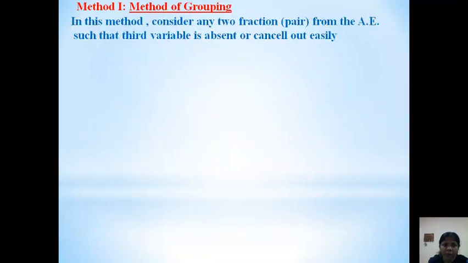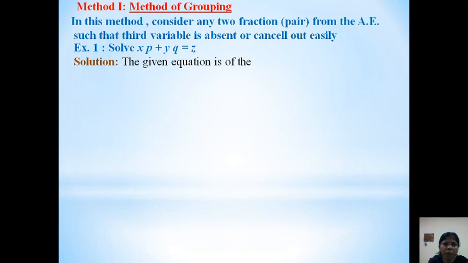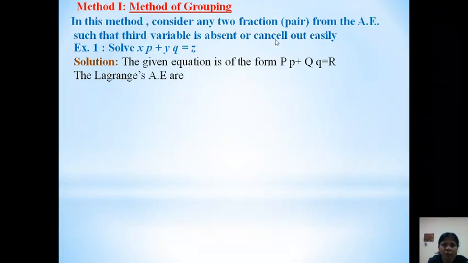So let us have the first example. Before this, we will discuss the first method. What is that? Method of grouping. As the name suggests, you have to group any two fractions or a pair from the Lagrange's auxiliary equation such that the third variable is either absent or is cancelled out. Remember, you have to consider two fractions where the third variable must be completely absent, or if it is present, then it should have a scope of cancellation. Based on this, let us solve the first example.